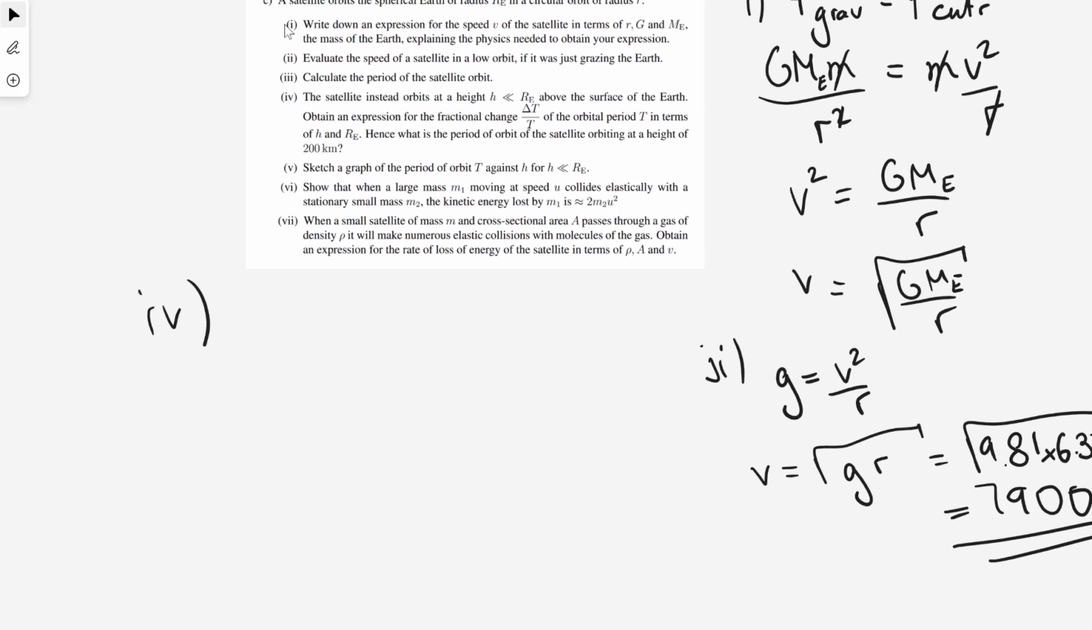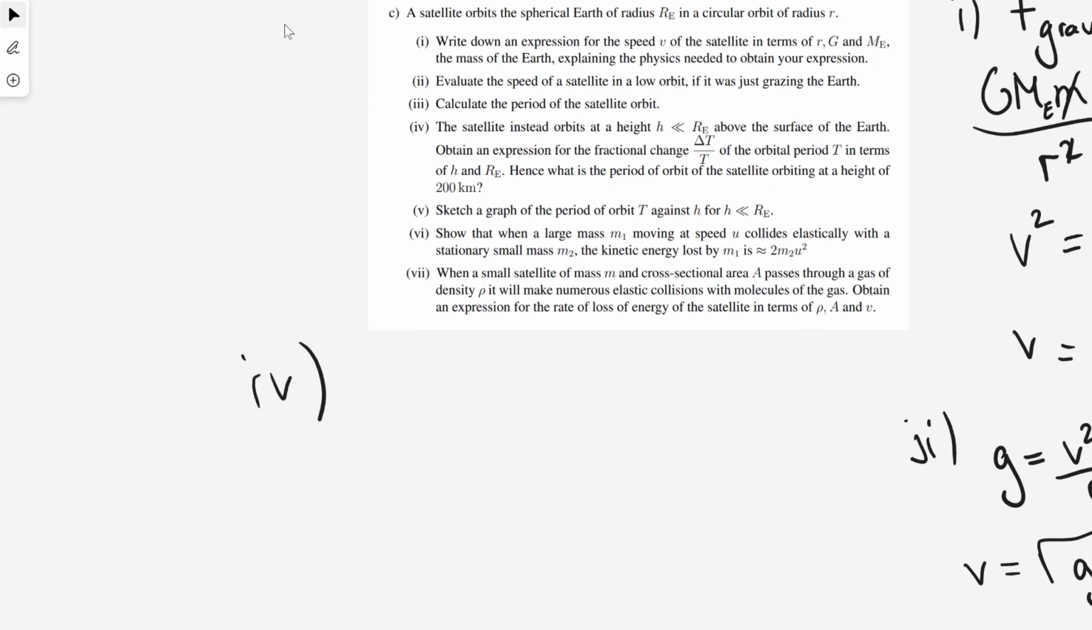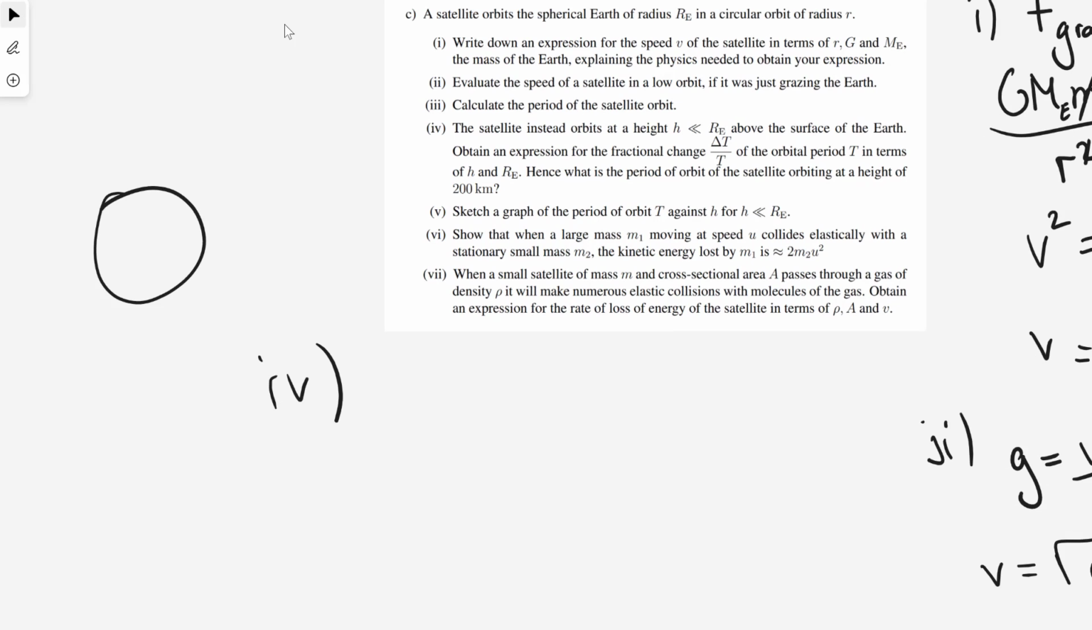Okay, now let's make up some space for the solution of the next part, which is part 4. So our satellite now instead orbits at a height h, which is significantly less than the radius of the Earth. So that means that if this here is the Earth, the satellite is, I don't know, somewhere here. So the height h is a lot smaller than the radius of the Earth just here. Okay, obtain an expression for the fractional change delta t over t for the orbital period t in terms of h and Re. Hence, what is the period of the orbit of the satellite at a height of 200 kilometers?